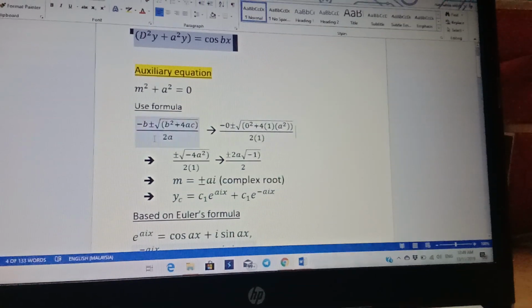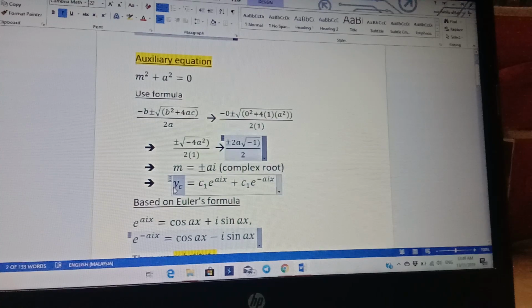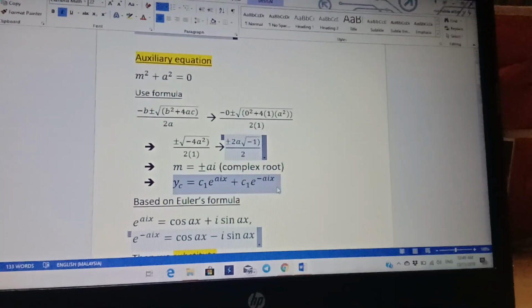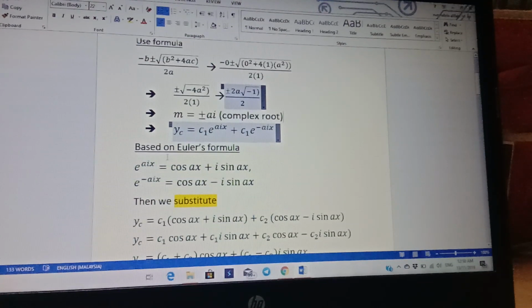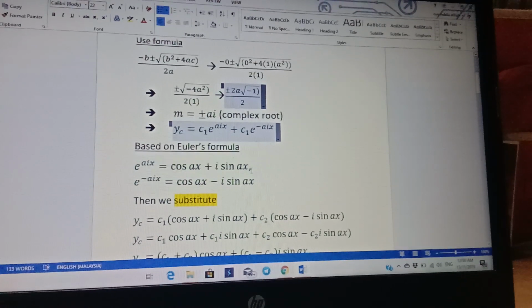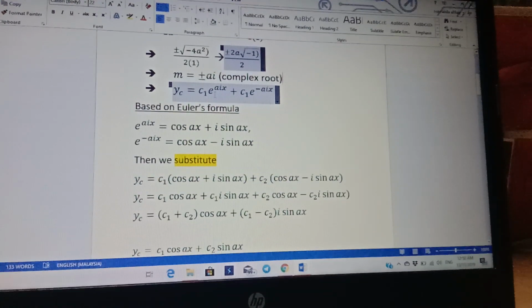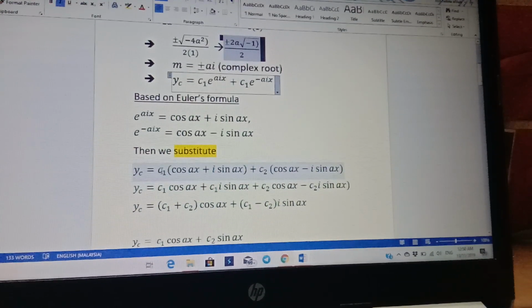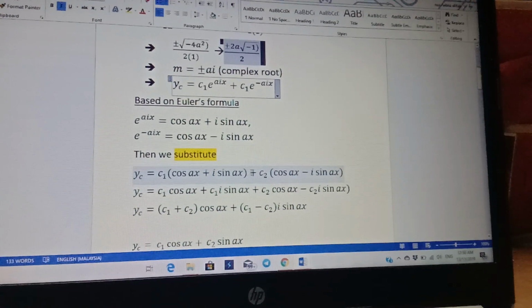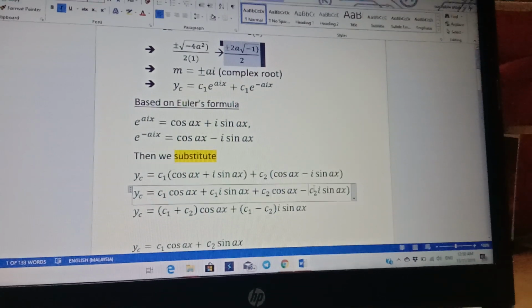For m, after I use the formula, I will get a complex root, and for yc I will get this one because it is a complex root. From Euler's formula, I change it into cos ax plus i sin ax, and for the negative, cos ax minus i sin ax. Then I substitute it back into the equation for yc. So for yc, I get c1 (cos ax plus i sin ax) plus c2 (cos ax minus i sin ax).